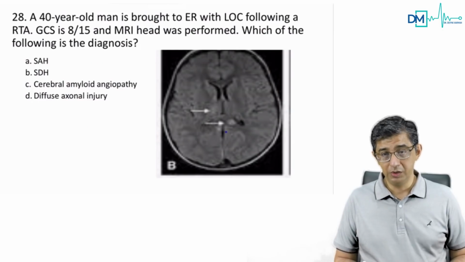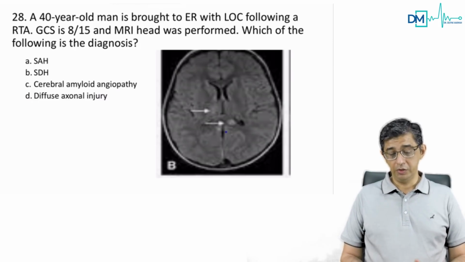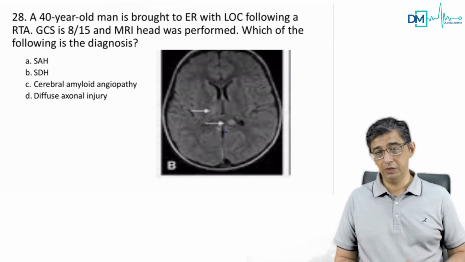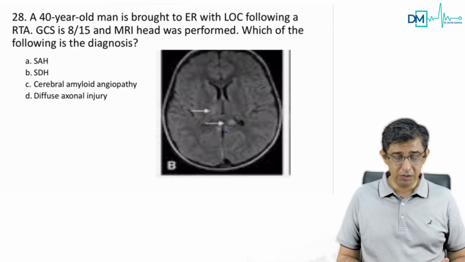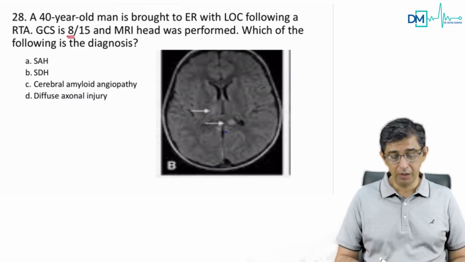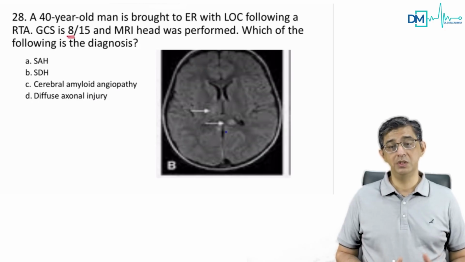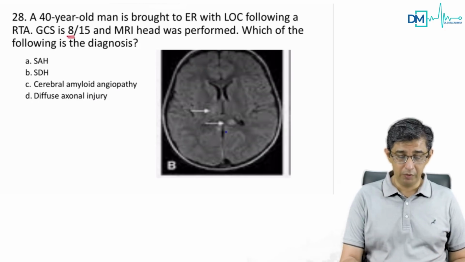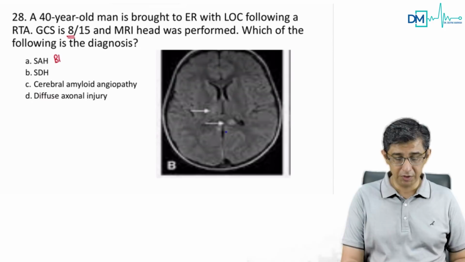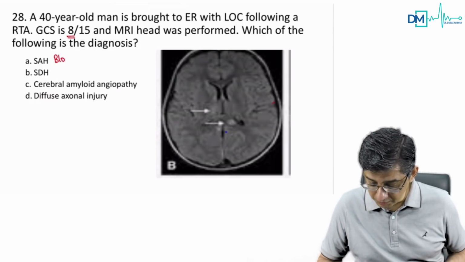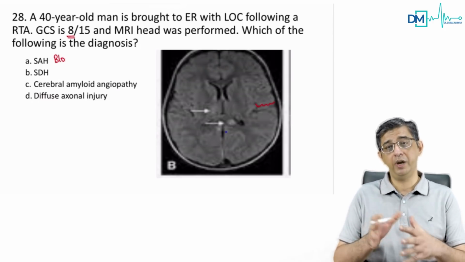The next question talks about this chap who's brought to the ER with loss of consciousness following a road traffic accident. Maybe the surgeon would also like to talk about it. The GCS is low. Person is in coma. MRI head is given. Now, which is the diagnosis? Subarachnoid hemorrhage? You see, subarachnoid hemorrhage will show the presence of blood in the sylvian fissure. Where is the sylvian fissure? Sylvian fissure is here. This would be separating the parietal from the temporal lobe.